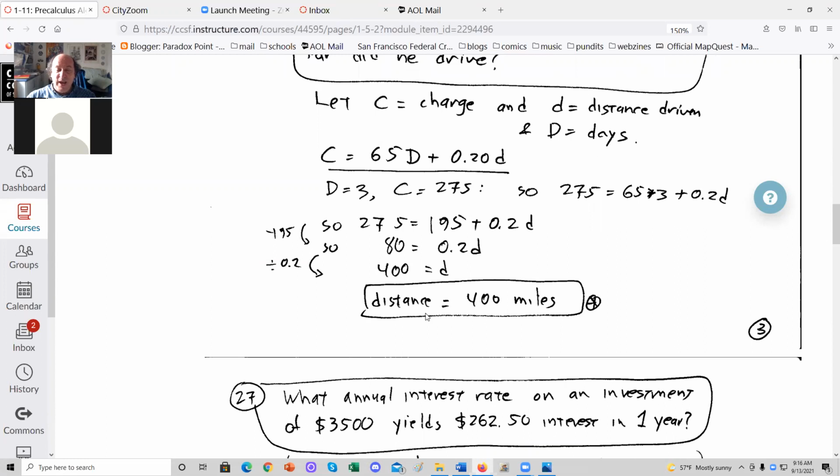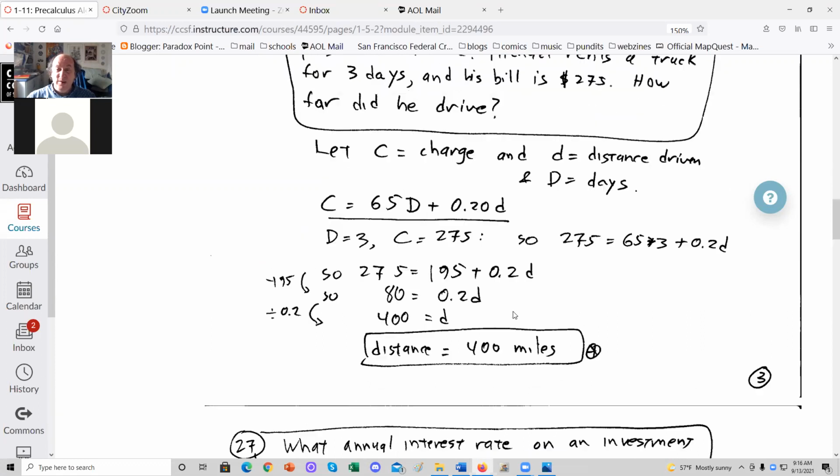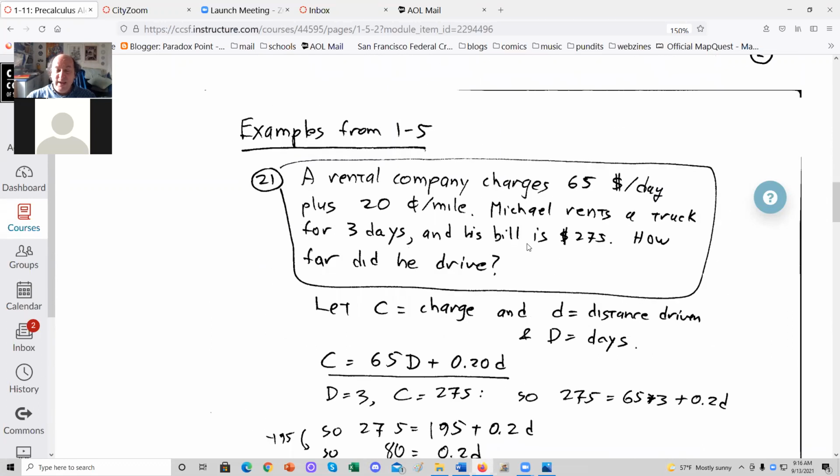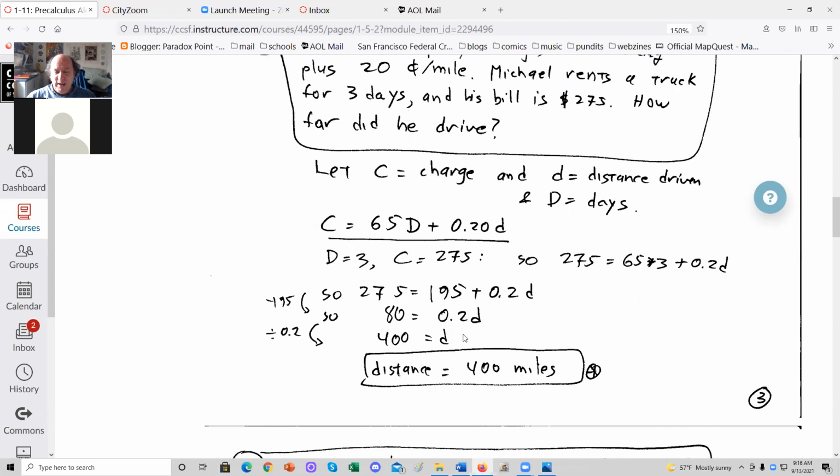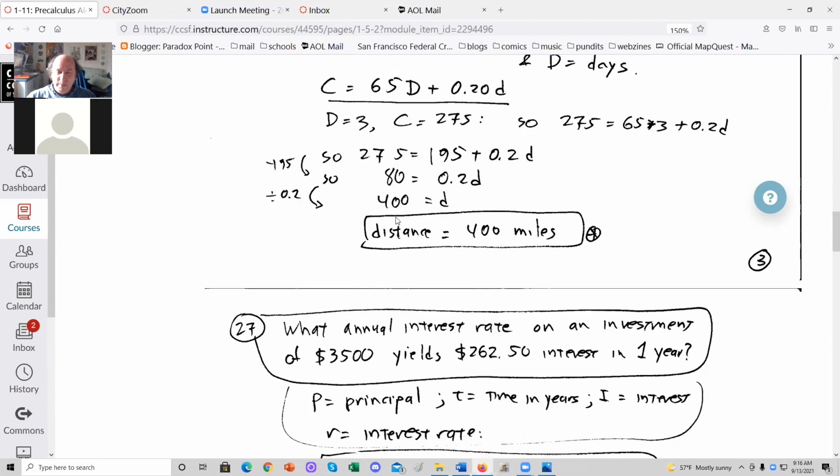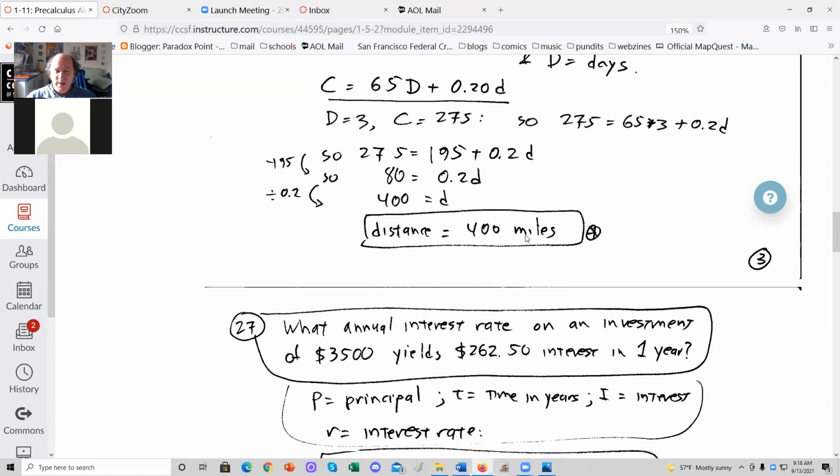It's considered good etiquette to answer the question in roughly the same language that it was being asked. It's not quite enough to write d equals 400. It's a little bit better to say that the distance is 400 miles because, like I say, it's polite to answer in English if you were asked in English.